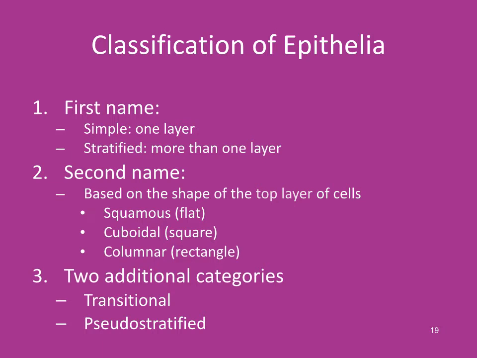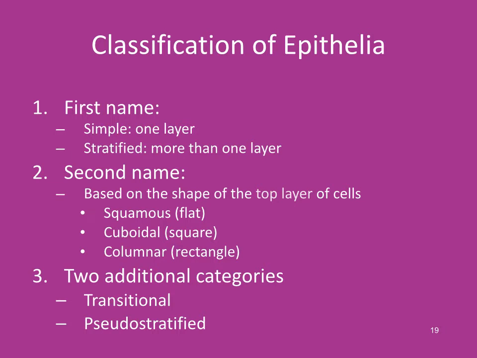The second word is based on the shape of the cells. They're either squamous, in which case they're all really thin. And I'll bet you looked at scrapings from the inside of your mouth under the microscope before. That's squamous cells. They're very thin.